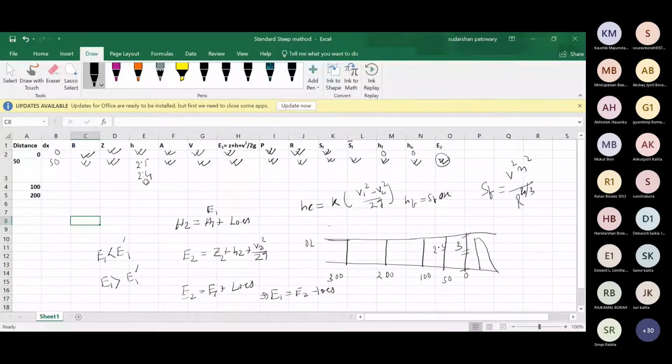In this way, you have to iterate in each section till this E1 minus E2, or you can say this value E1 equal to E2 minus loss, is 0 or nearer to 0. Is it clear to you? Yes, sir. Or I have to repeat? Sir, please repeat. Sir, can you elaborate on the E2 side? I did not understand that.